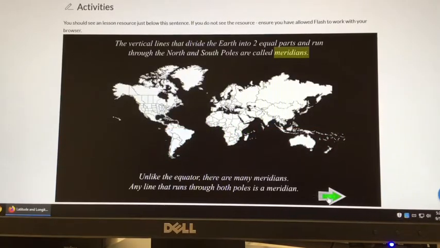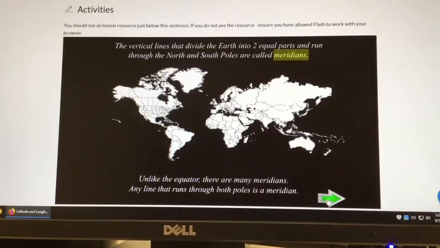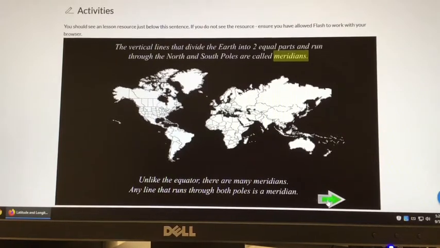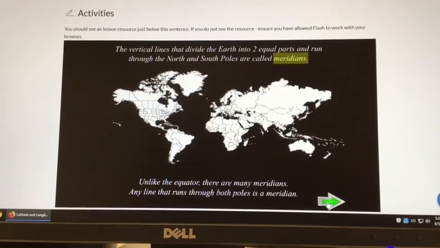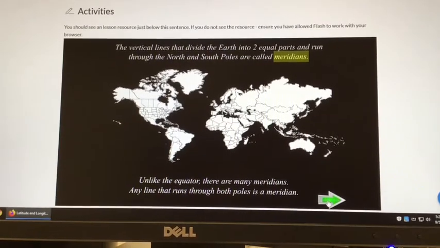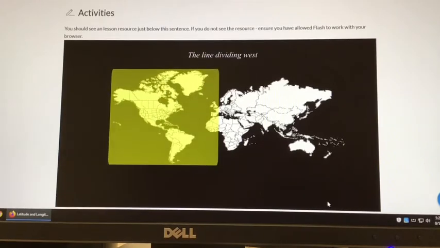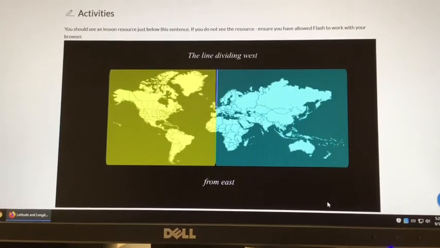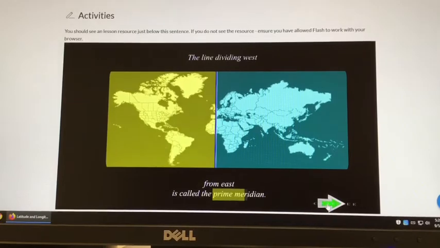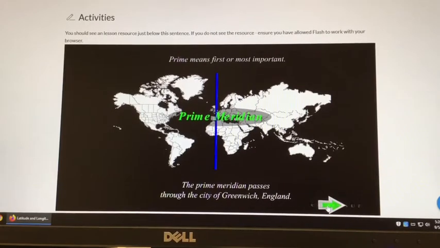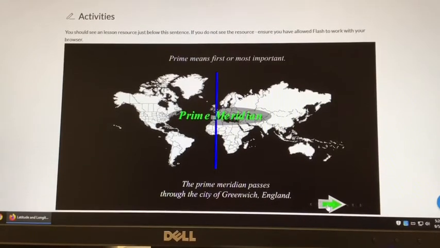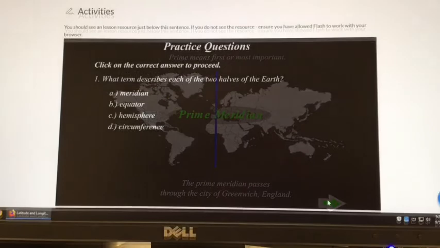The vertical lines that divide the Earth into 2 equal parts and run through the north and south poles are called meridians. Unlike the equator, there are many meridians. Any line that runs through both poles is a meridian. The line dividing west from east is called the Prime Meridian. Prime means first or most important. The Prime Meridian passes through the city of Greenwich, England.